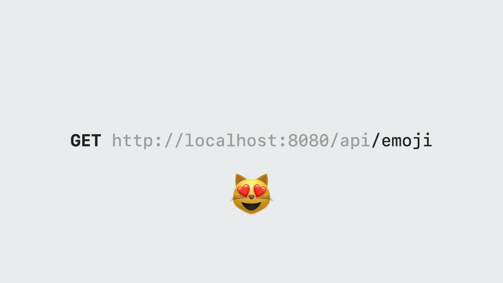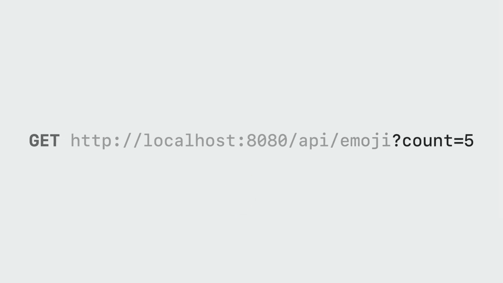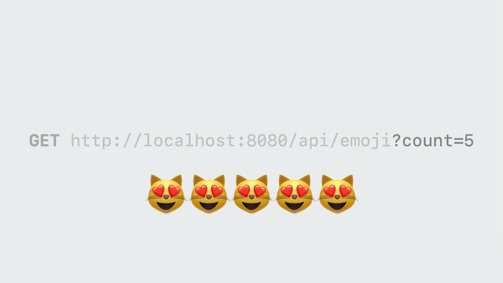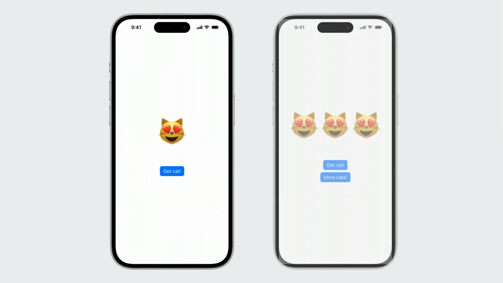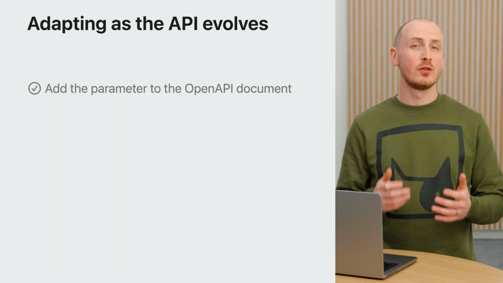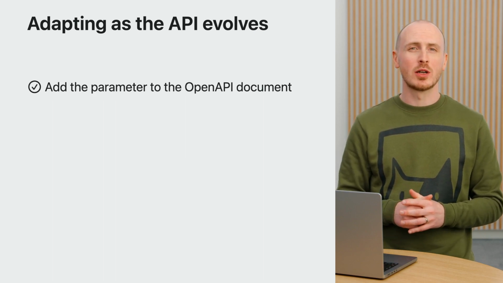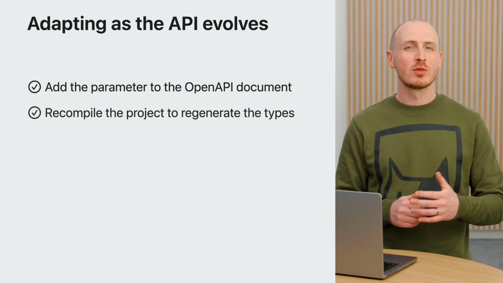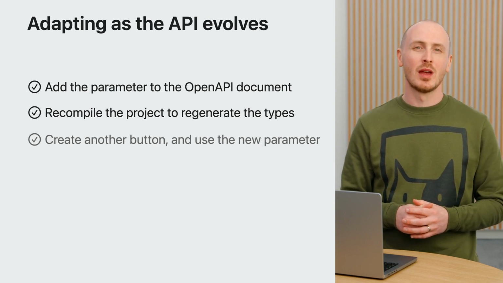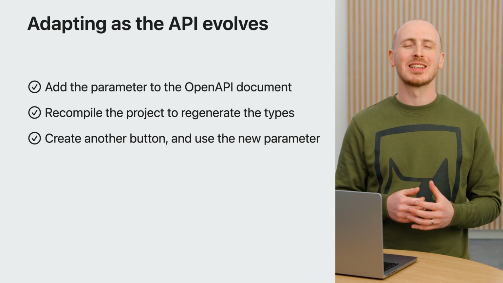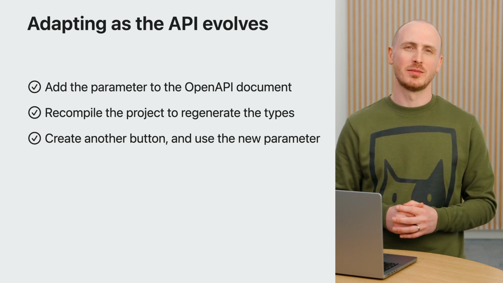When it comes to emojis, more is more. So we've extended the service API to take a new optional query parameter, count, which can be used to fetch multiple emojis. We'll extend our app with another button that fetches 3 cats instead of 1. First, we'll add a parameter to the OpenAPI document. And once we recompile the project, the parameter will be available to use in the app. Then we'll create a new button that makes an API call using this parameter.